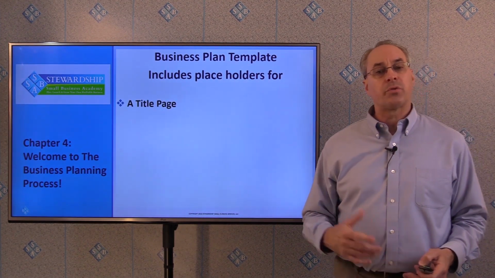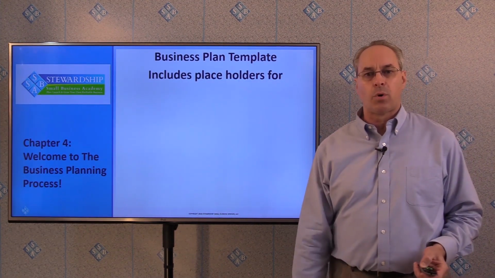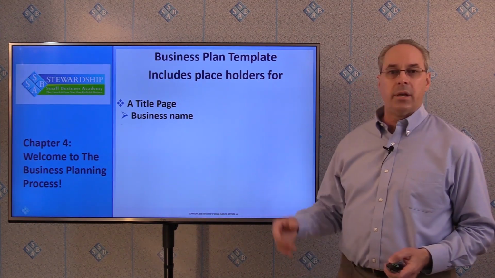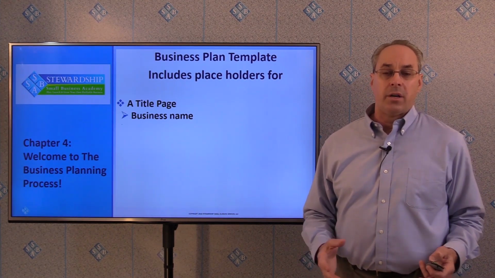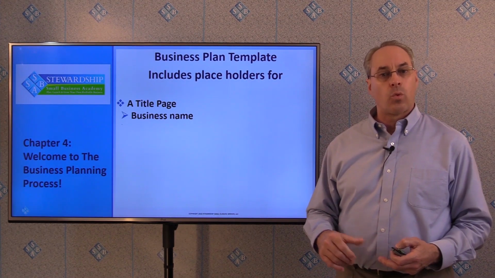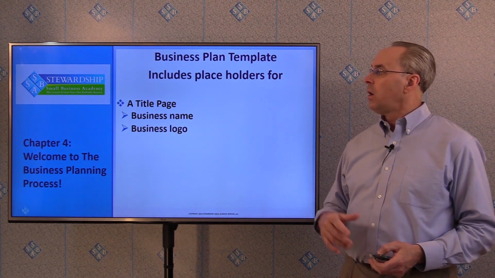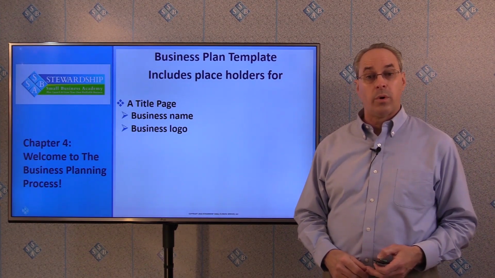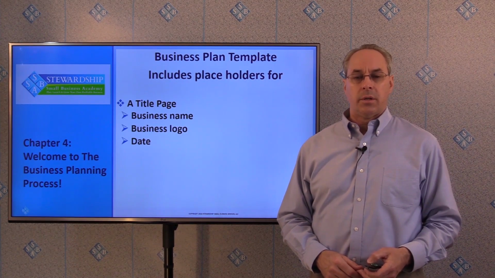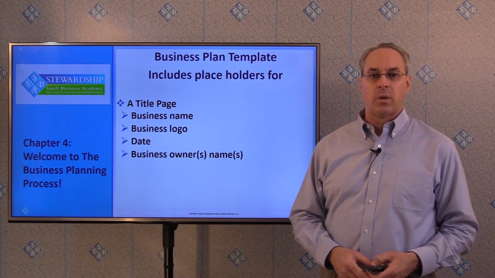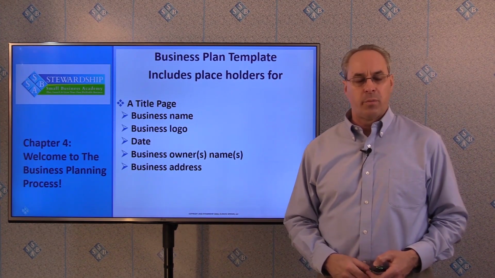There are different placeholders for the title page, as you can see right here. So there's all the spots for you to fill in the appropriate information, including the name of the business. And if you just have a working name right now, that's fine. You may not have a name registered for the business or even determined, but there's at least a spot for you to put it there. If you have a logo or want to put one in, there is a spot for you to put a logo. The date at which the plan, either that you're working on or that it's completed eventually, and then the business owner or owners' names, and an address for the business.